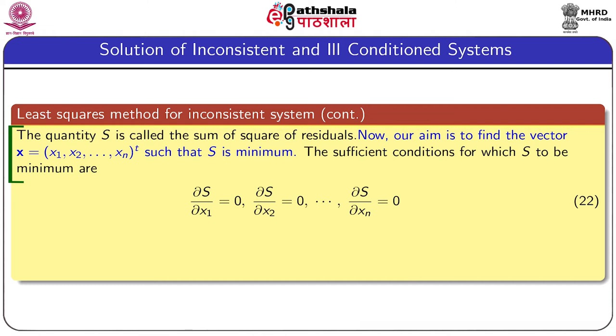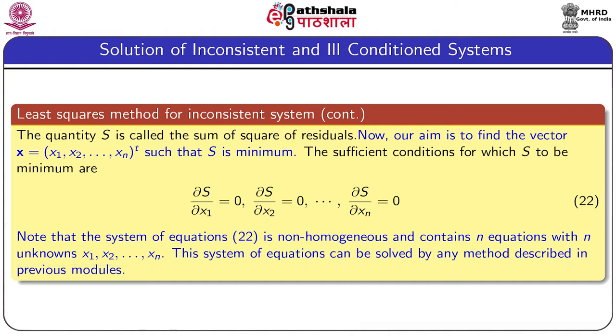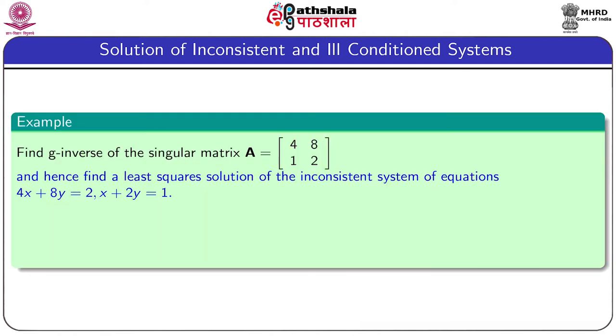The sufficient conditions for s to be minimum are del s by del x1 = 0, del s by del x2 = 0, ..., del s by del xn = 0. Note that the system of equations 22 is non-homogeneous and contains n equations with n unknowns x1 to xn. This system of equations can be solved by any method described in previous modules.